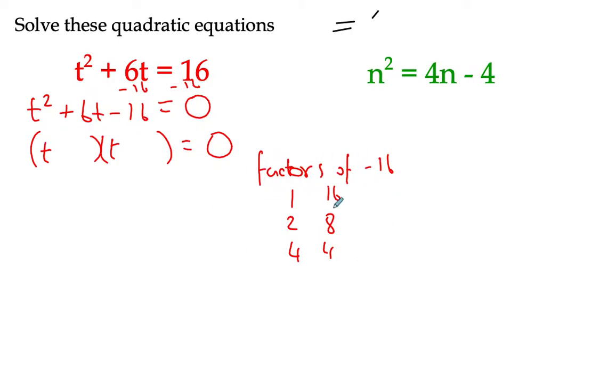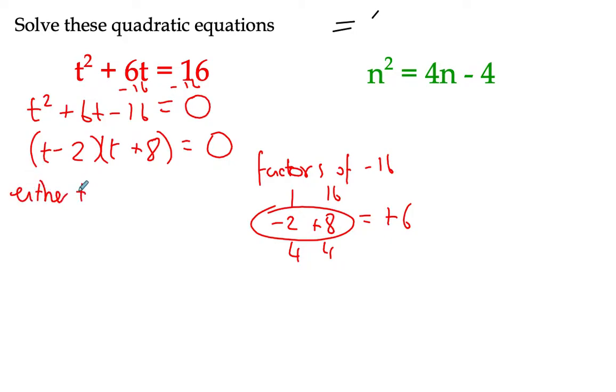So we need to put a negative sign in front of one of those, and the answer's got to be positive 6. So where does it go? Negative sign in front of one of them, well, it's going to be the 2 and the 8. Negative 2 plus 8 is positive 6, so t minus 2 and t plus 8. So here we go, either t minus 2 equals 0 or t plus 8 equals 0.